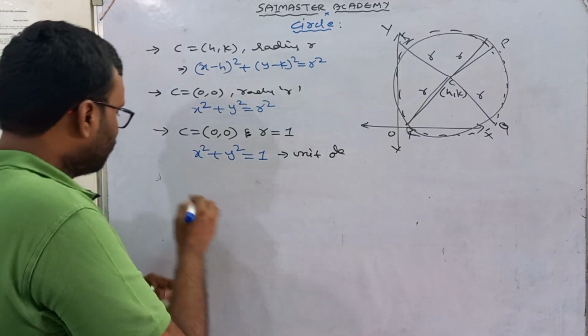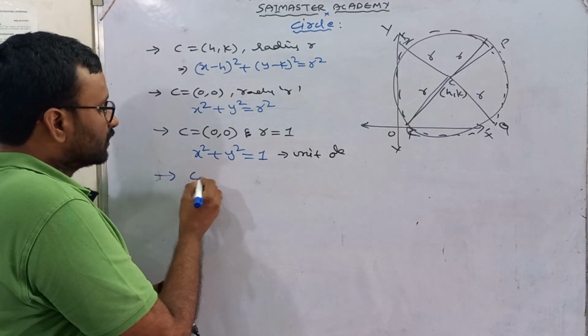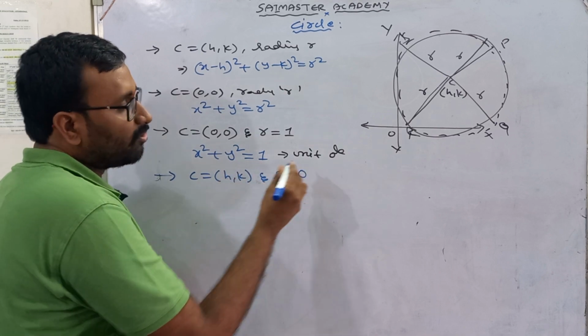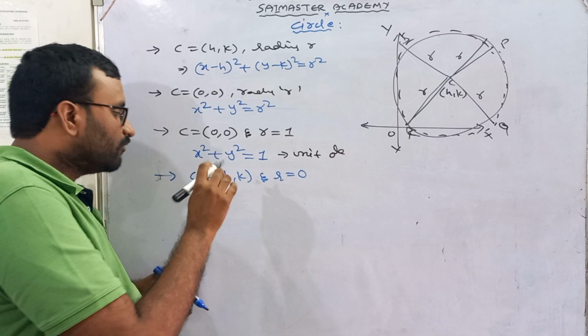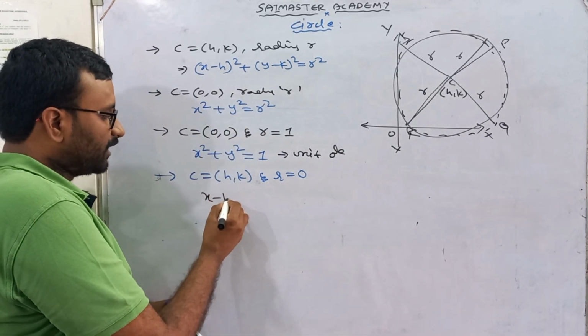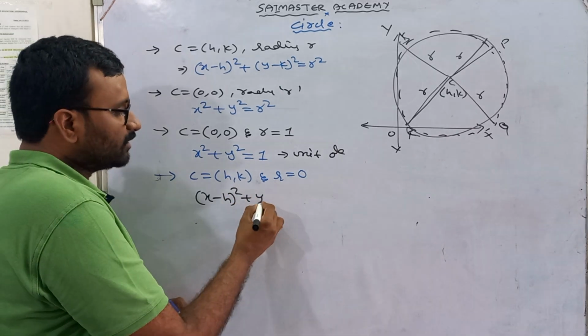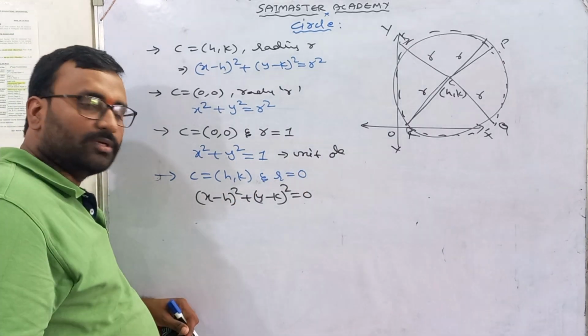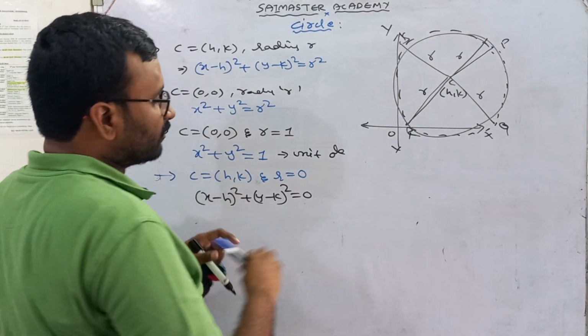And now one more. Center I am taking some (h, k), and r I am taking 0. Okay. So if you take (h, k) or (0, 0), whatever it is, the circle equation will be (x minus h) whole square plus (y minus k) whole square. But r is nothing but 0. That's why you will get 0. So this also has a unique name.